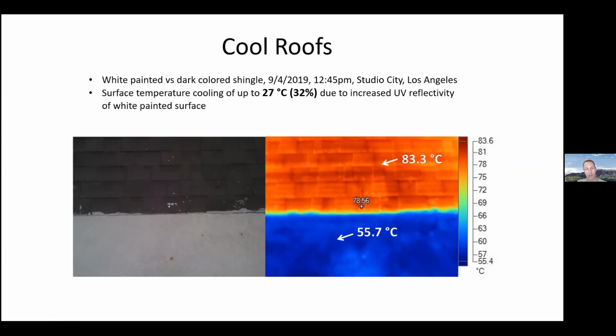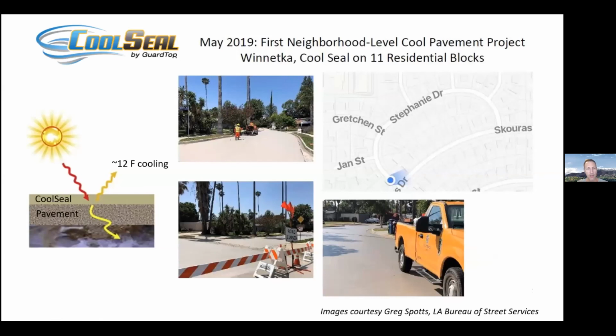And so it's not only good, obviously, for thermal comfort, but also for reducing energy consumption. And then probably what the LA City Council have been working on the most are these cool pavement projects. They've contracted out the Bureau of Street Services, and they paint the surface with something called Cool Seal. It's a type of reflective paint.